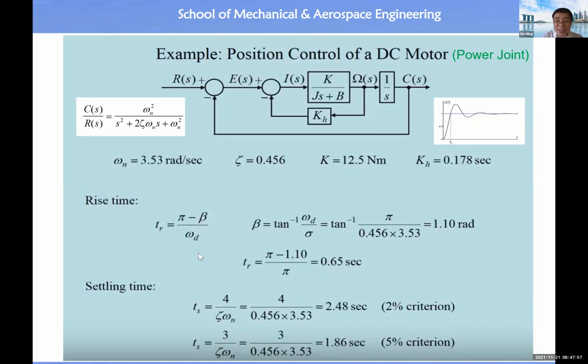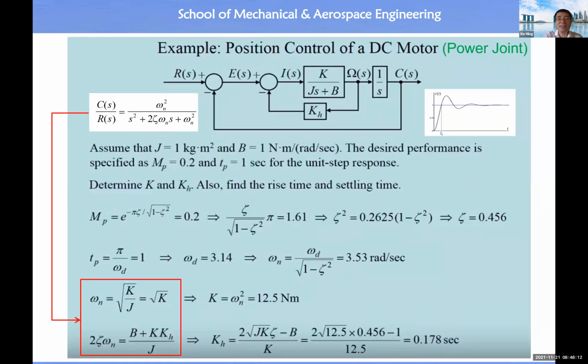All right. Then for settling time, if let's say we define a 2% error band, then you use this formula. If you define a 5% error band, then you use this formula. That's it. So this example basically shows you the design of a control loop at the joint level. If we can make a robotic arm behave like an LTI system, then MIMO becomes SISO. Then we have an independent control system for each joint inside your robotic arm.